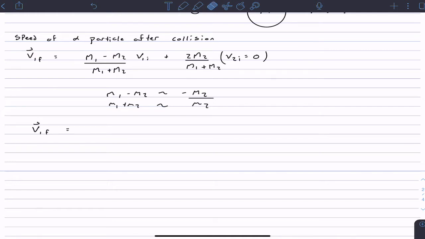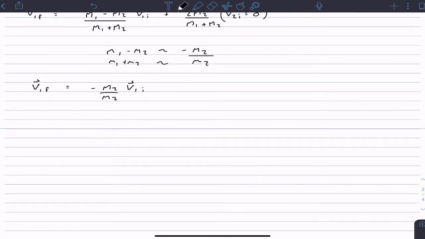So this is, okay, so let's just do this. Negative m2 over m2, right? Because we approximated them to be much larger than m1, so those don't really have much of effect, and so that's the negative of the initial velocity, right? Because that goes away. So V1 final is equal to negative V1 initial. That's what we just found.